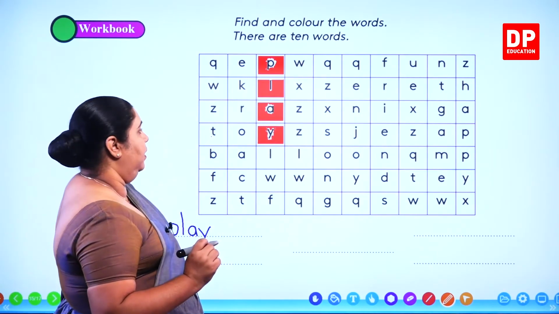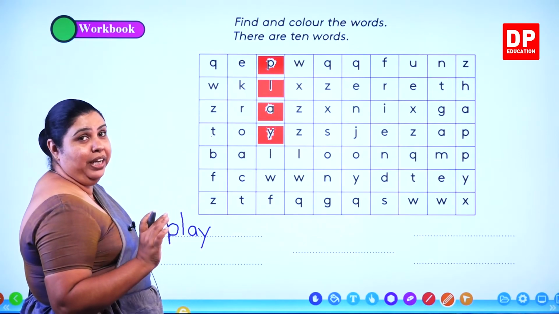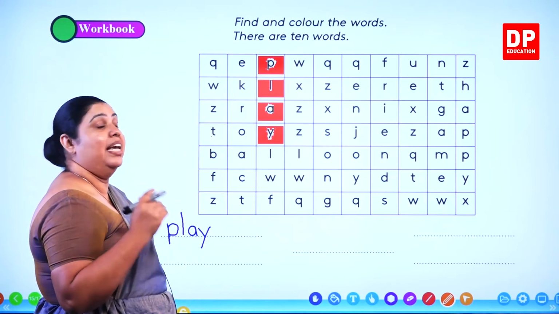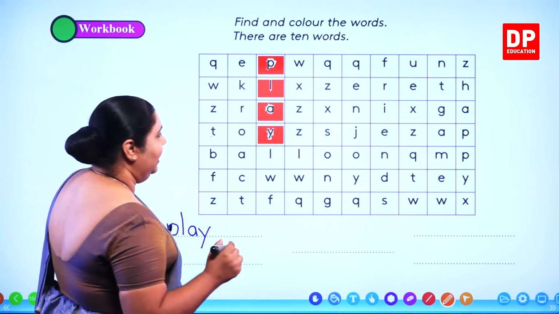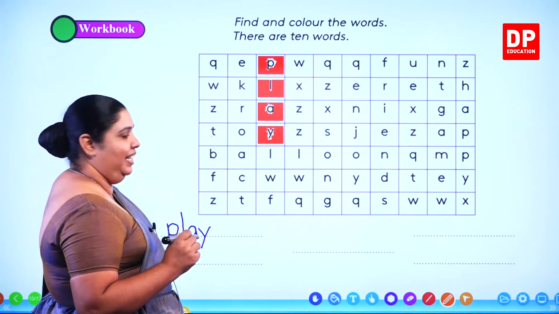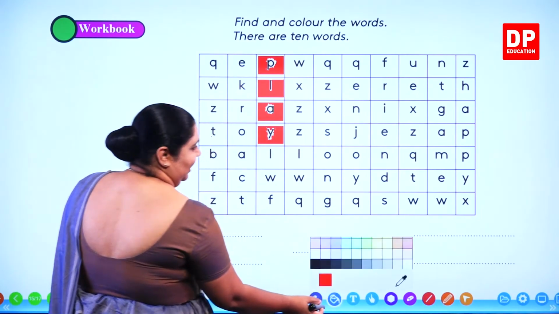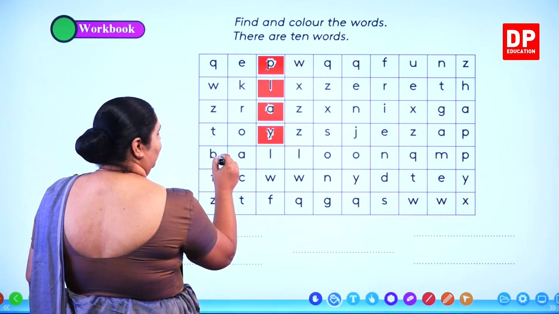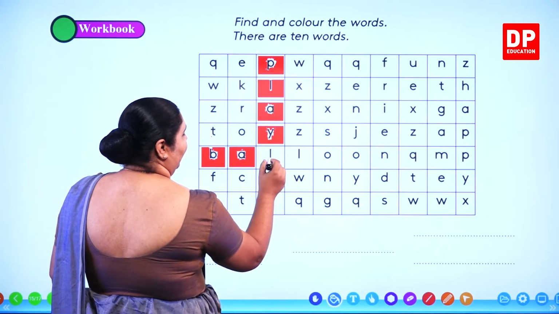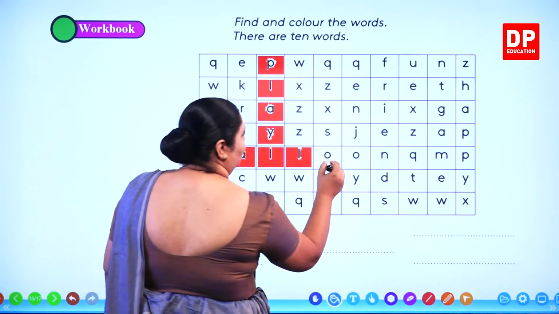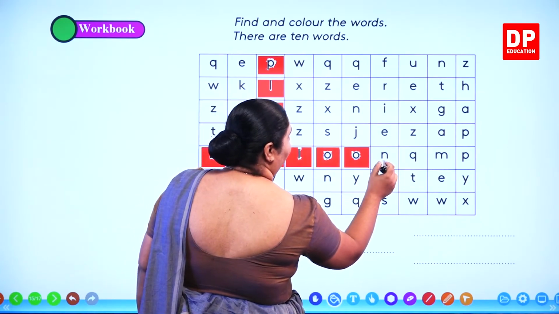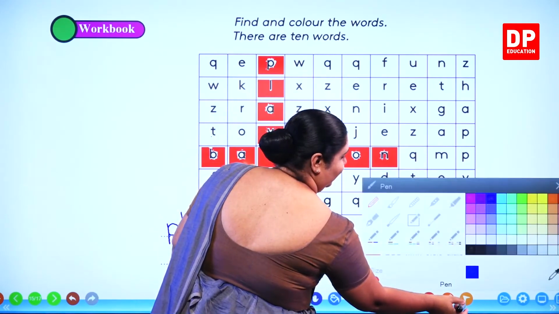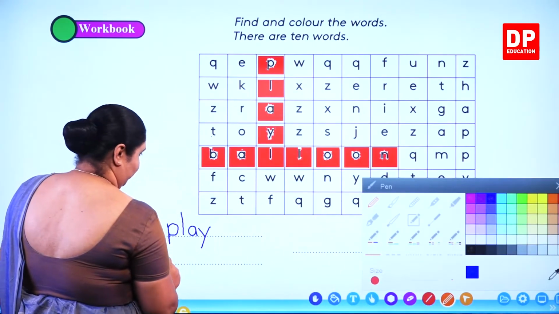Now you must, in your workbook, you have to do it. I will do it like this, and it's easy for you to find the words and then write. Okay, then I can see another word here, and that is balloon. B-A-L-L-O-O-N. Balloon. Right, so now we'll write the word balloon.